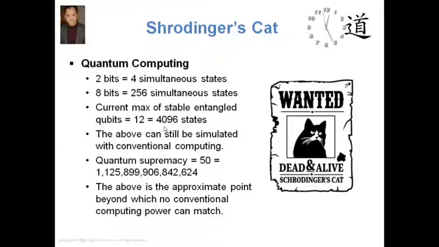Now, when I have only 4,096 computing problems being executed in parallel, I can still simulate that with a very fast computer conventionally. It's going to come back with a result in maybe a couple of seconds for a particular problem. That's fine. But I talked about quantum supremacy. That's when you get to 50 bits. Then you've got this many possible simultaneous states that all exist at the same time. At that point, it becomes impossible to simulate with conventional computing.